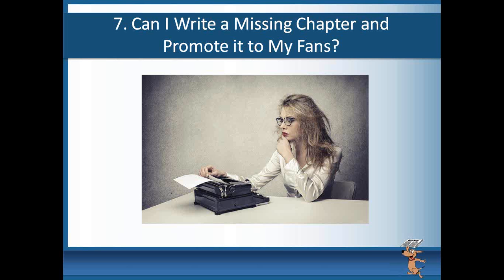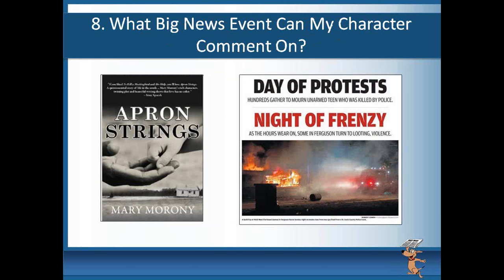Write a missing chapter of your fiction novel. Here's one. What big news event can my character comment on? Mary Maroney is an author who was at Judith's Author You Extravaganza in May, and she wrote a fabulous fiction book called Apron Strings. It's a novel that takes place in the South, and it's about a family that has a black maid, and I think her name is Ethel. I read the book. It's great. And Ethel is Mary's confidant. Mary has a very close relationship with Ethel, and Ethel helps her deal with a lot of the family dysfunction and other problems that happen in the group.